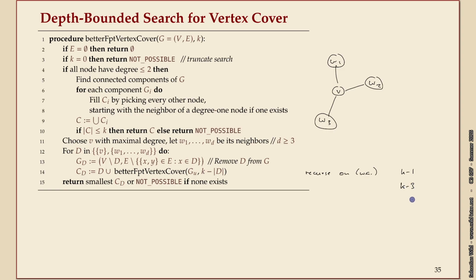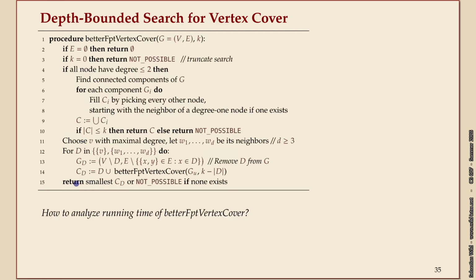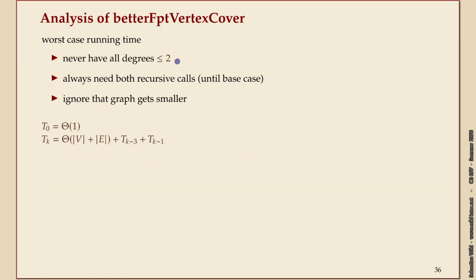Good. Now the question becomes, what's the running time of this method? A few things we can say which are easy. For the worst case, we can assume we're always going to be in the case where we have to recurse further. Say the original graph doesn't have many low-degree vertices. So we're never in this case, or at least we analyze the cost for having that case. We always need both recursive calls. We're not like in the lucky case where one call returns early and already found a solution.